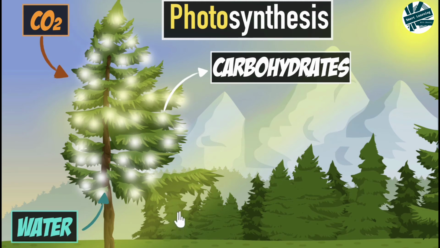And why do they do that? Because carbohydrates are food for them. But guess what? Carbohydrates are food for us as well. Even we need these carbs for our energy. This means photosynthesis feeds almost all living things on this planet.